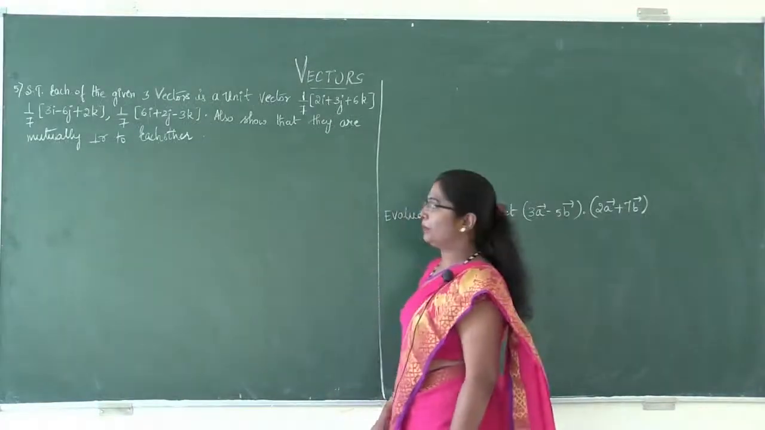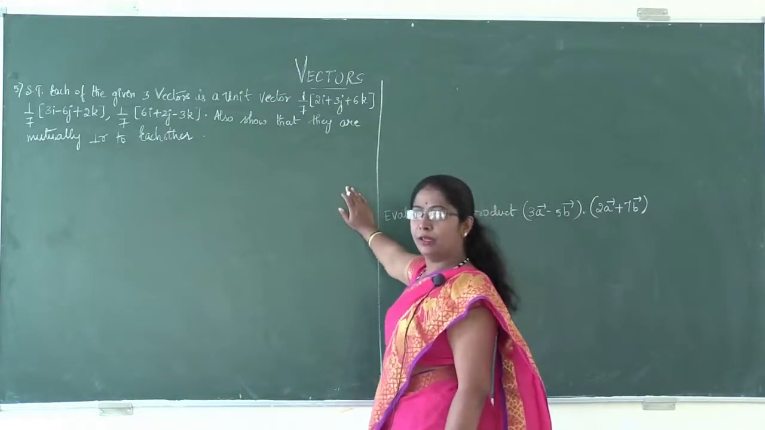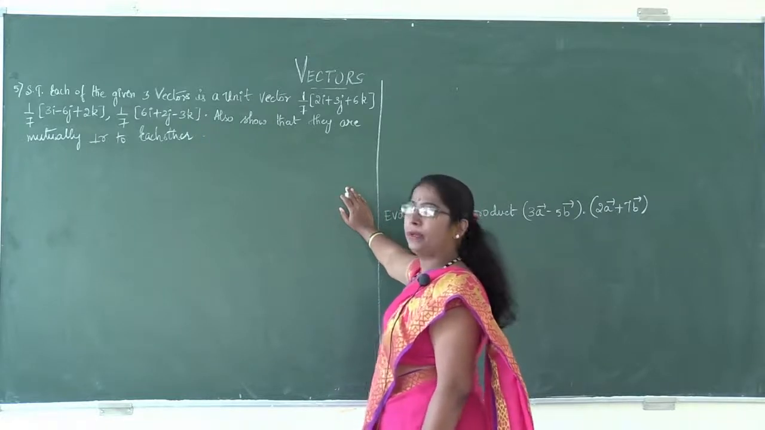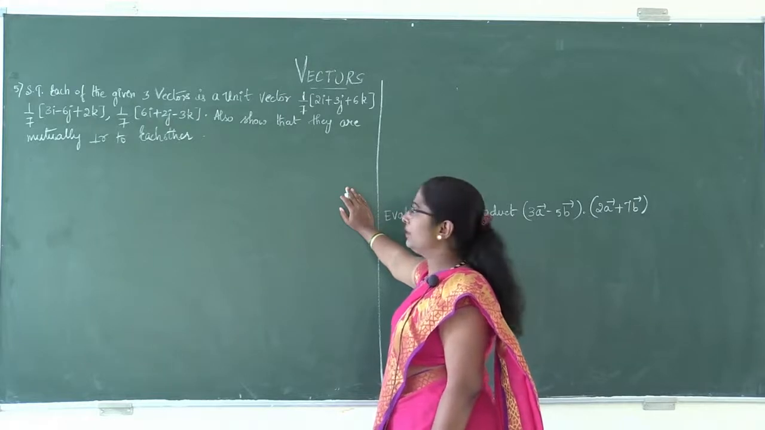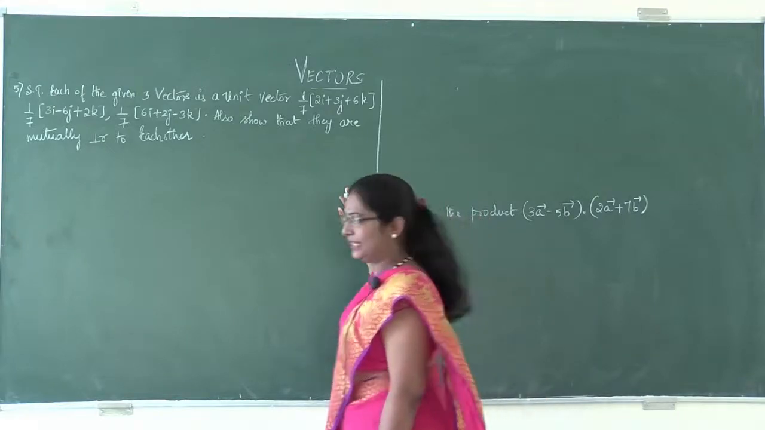Moving on to the next problem we have, show that each of the given 3 vectors is a unit vector. 1 by 7 into 2i plus 3j plus 6k, 1 by 7 into 3i minus 6j plus 2k, 1 by 7 into 6i plus 2j minus 3k. Also show that they are mutually perpendicular to each other.